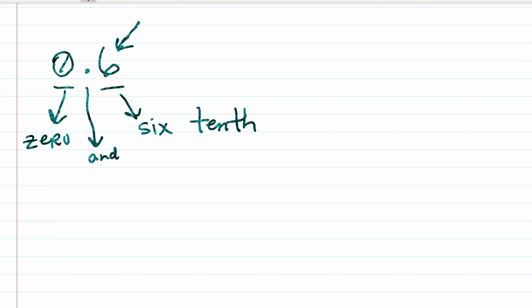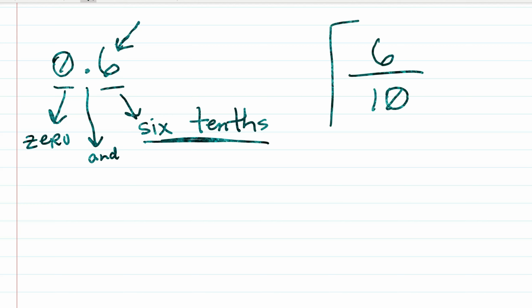So let's change that to a fraction. Well, when you have 0, you don't write any whole number, but 6 tenths, 0 and 6 tenths, that'll be 6 over 10, 6 tenths.